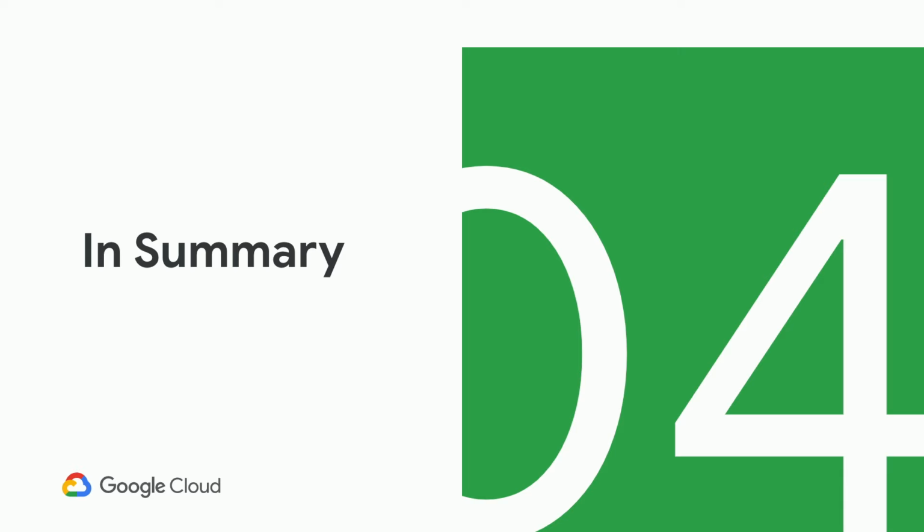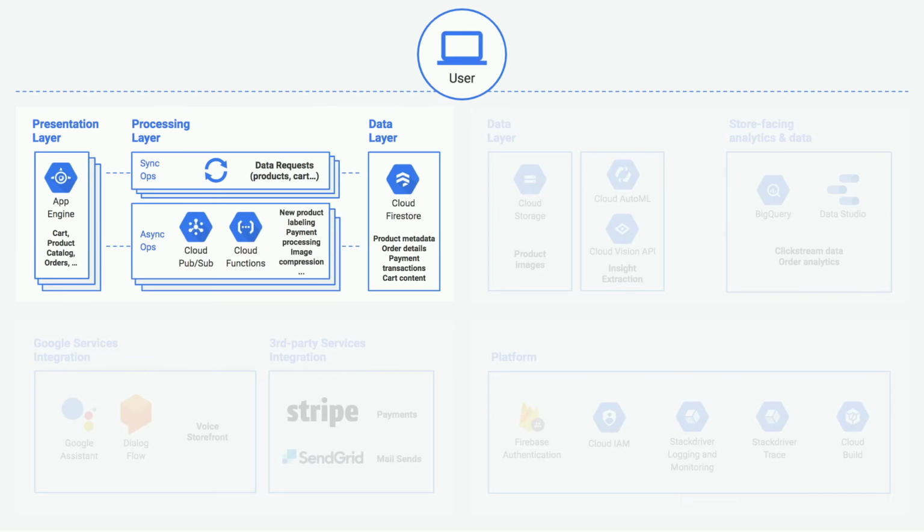In summary, let's take a quick look at what we have been talking about so far. We have looked at the presentation layer, the processing layer, as well as the data layer of our full-fledged e-commerce web application. We have looked at how App Engine runs in the presentation layer. We have looked at the processing layer where we have both synchronous and asynchronous operations happening, and also the data layer, which we have covered briefly in terms of how our application interacts with the backend.